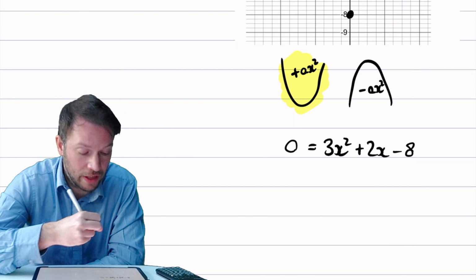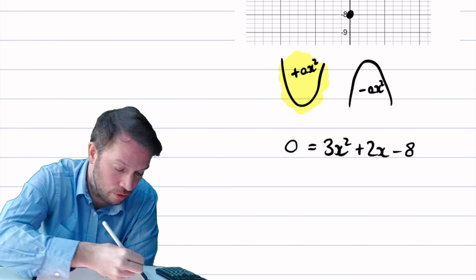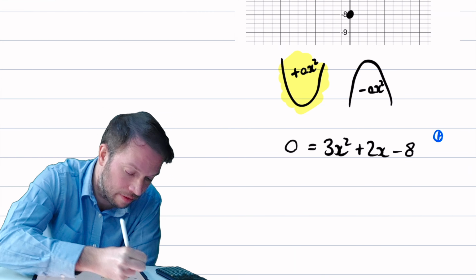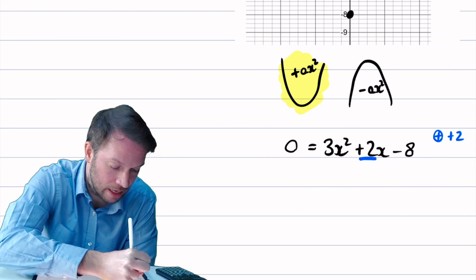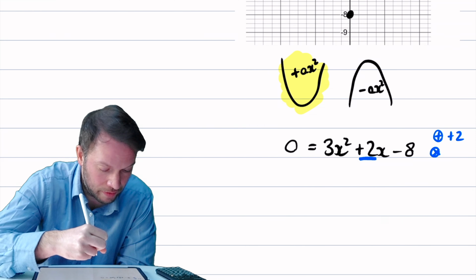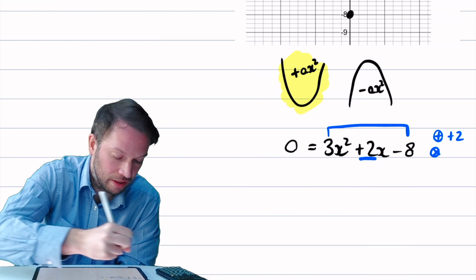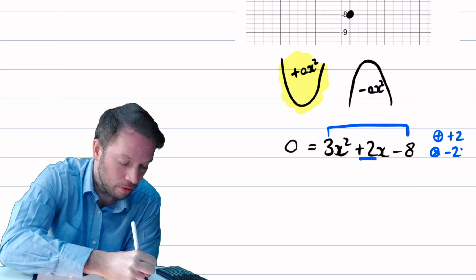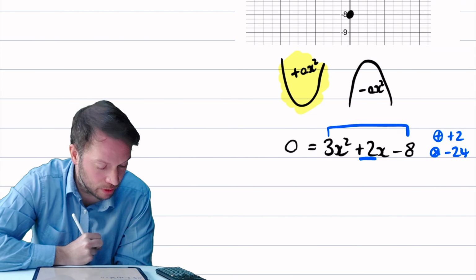Now, to solve this, as we explored in previous videos, we need to find two numbers that add to give the middle number, the number in front of the x, so the plus 2, and multiply to give the first times the last number, so the 3 times the minus 8. 3 times minus 8 is minus 24. So what two numbers add to give 2 and multiply to give minus 24?